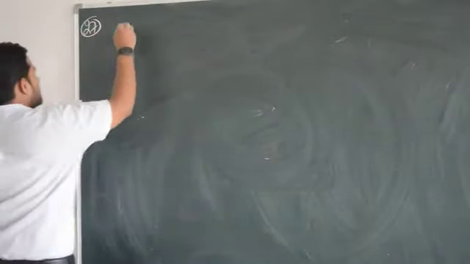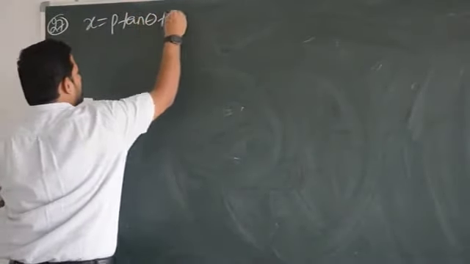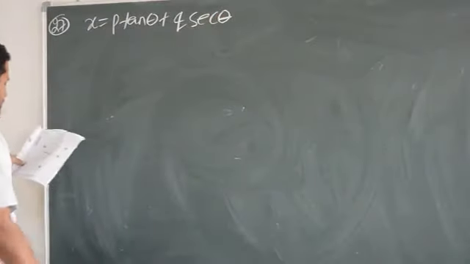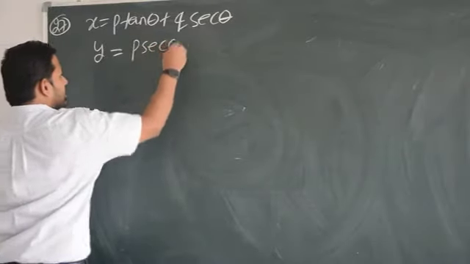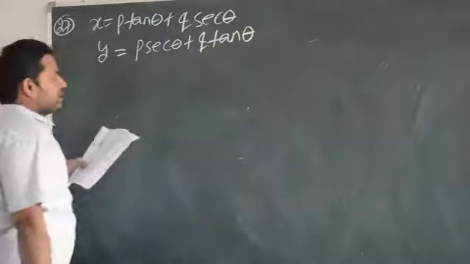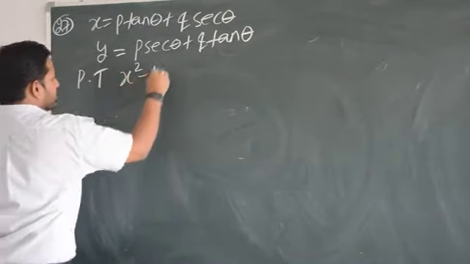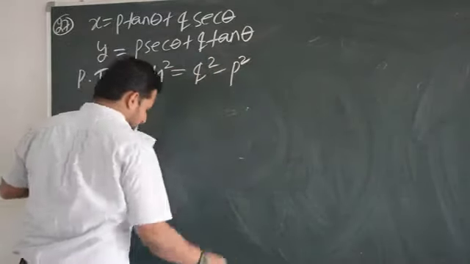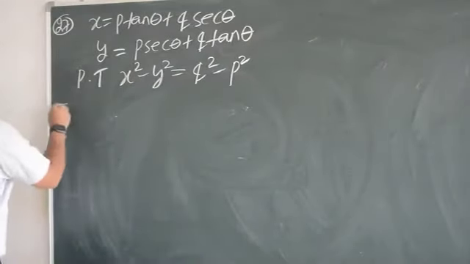They have given you x is equal to p tan theta plus q secant theta, and y is equal to p secant theta plus q tan theta. Now they are asking you to prove that x square minus y square is equal to q square minus p square. You have to make an honest approach to solve this question. So let us solve this.